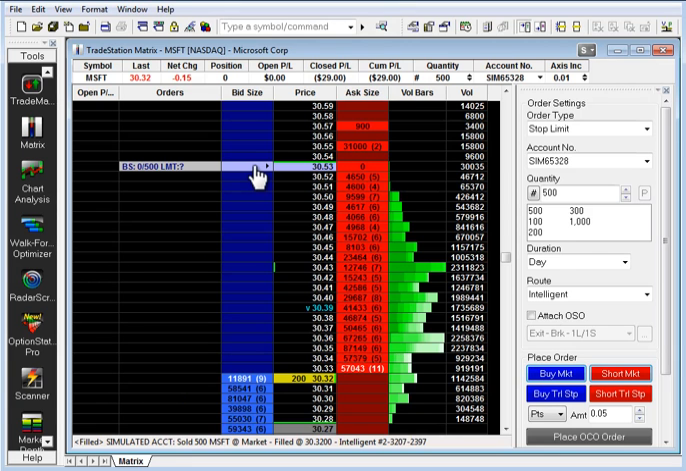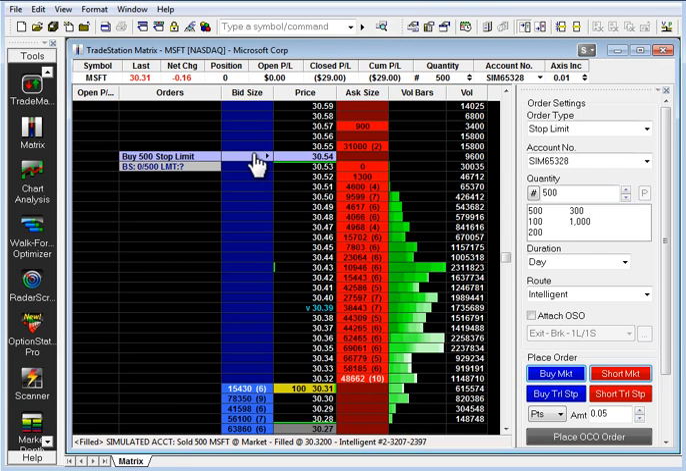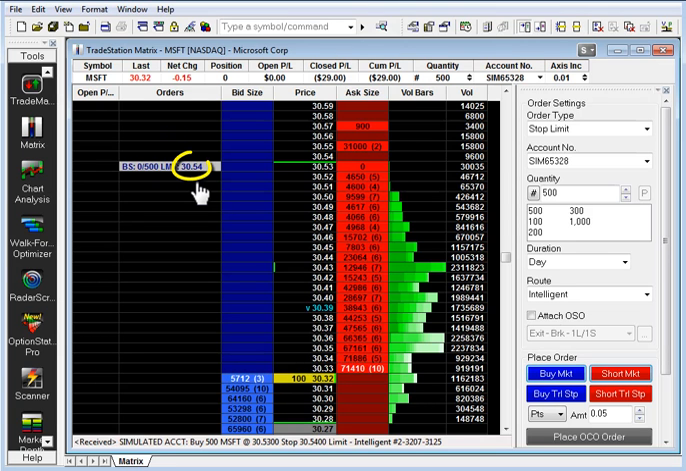I click the blue cell 1 tick above the high of the day and set this as my limit price. Now my order is complete, with a stop price and a limit price selected. If Microsoft trades at the high of the day, it will send a limit order to buy at the high plus 1 tick. The order can only be executed at this specific price or better.